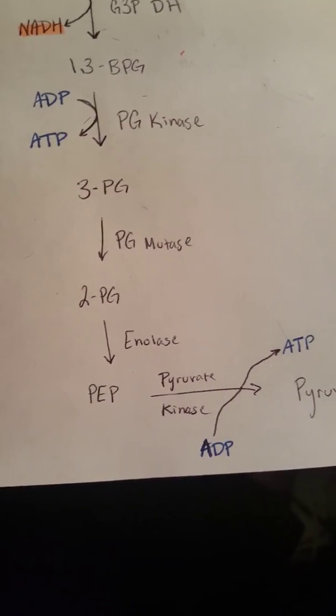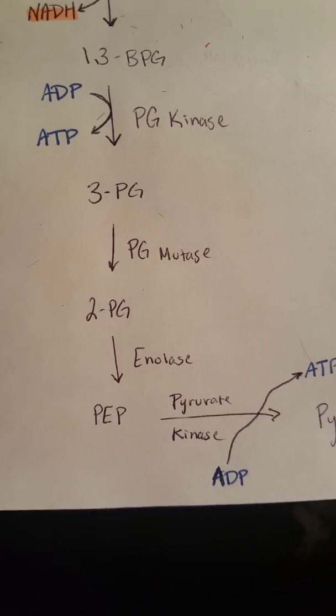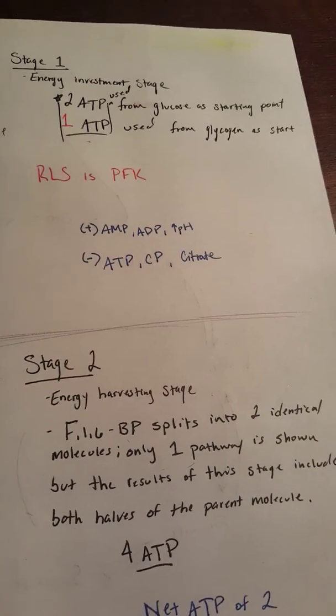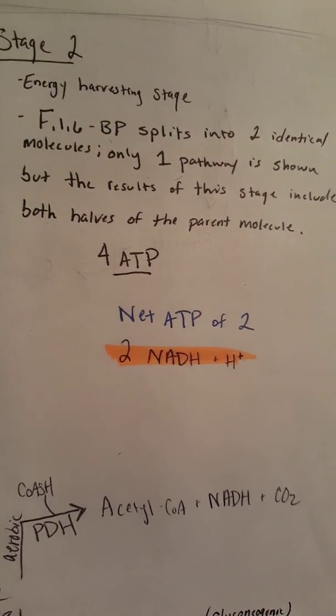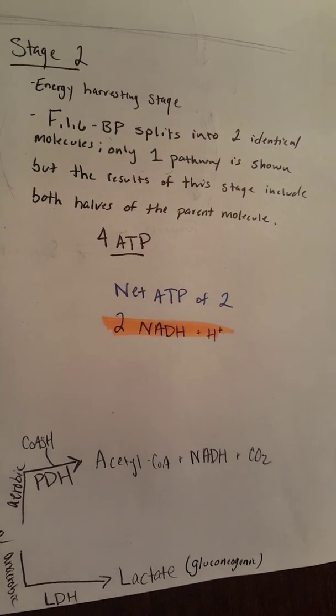So this is one side. Now we repeat this twice, and we have 2 NADH, and we have 4 total ATP produced. However, we also had 2 burned in the first stage, assuming we start with glucose. So our net gain is 2 ATP and 2 NADH to be used later.